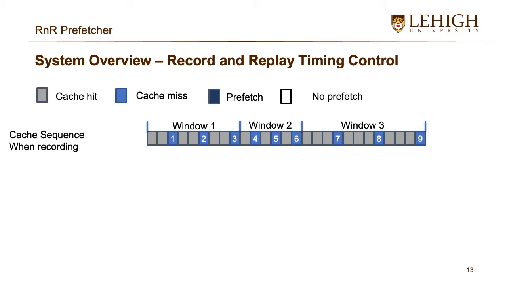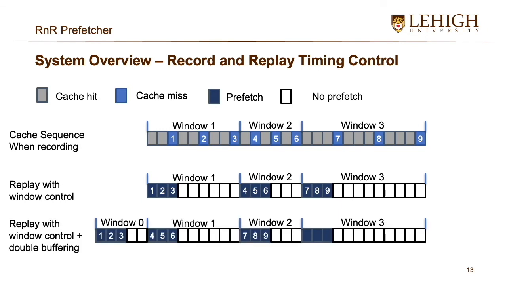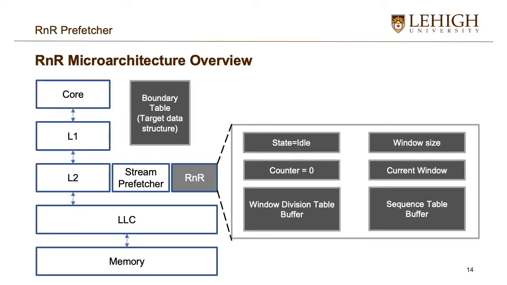During recording, a window is determined by having the same number of misses, and the length of accesses within this window is recorded. During the replay, the prefetching speed is controlled by observing the length of cache accesses during each window. The window moves when enough accesses are observed, and prefetches outside the current window have to wait. Double buffering is used to prefetch one window ahead of the execution. This is because prefetching takes time to return data from the memory.